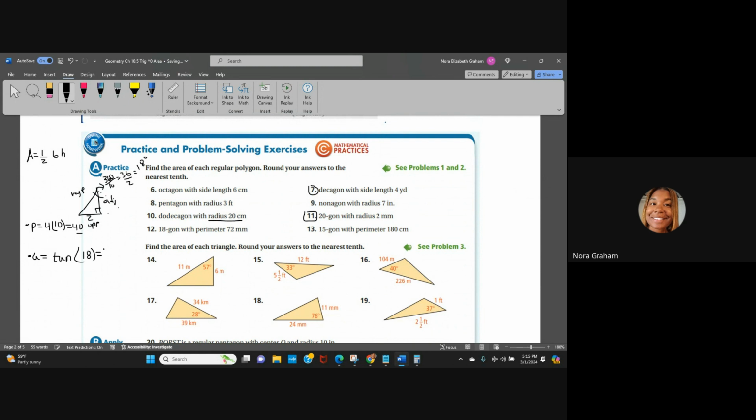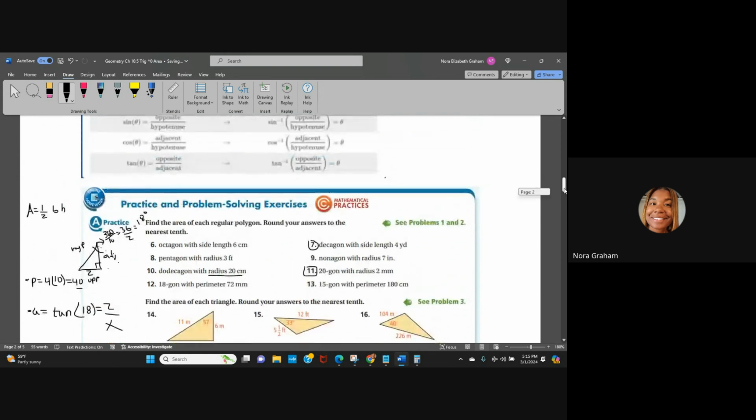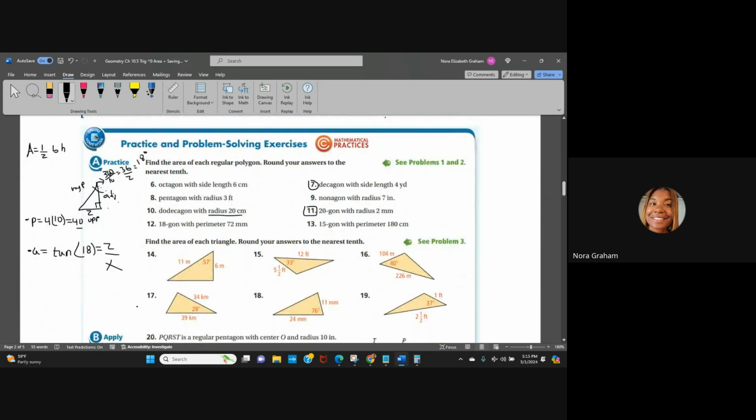Equals 2 over x, because it's opposite over adjacent. Yep, opposite over adjacent. I solve this using algebra. I multiply both sides by x. I get x tan 18 equals 2. Divide by tan of 18.